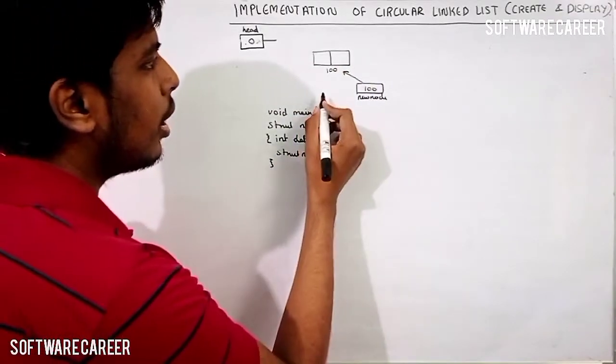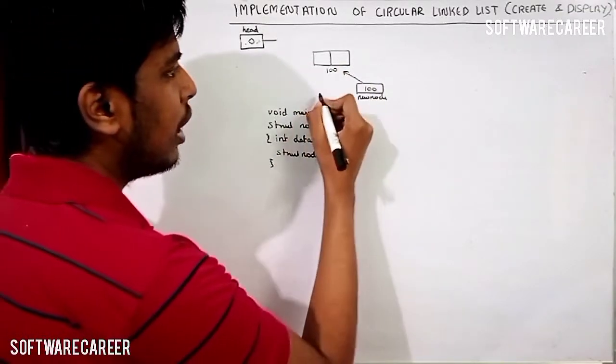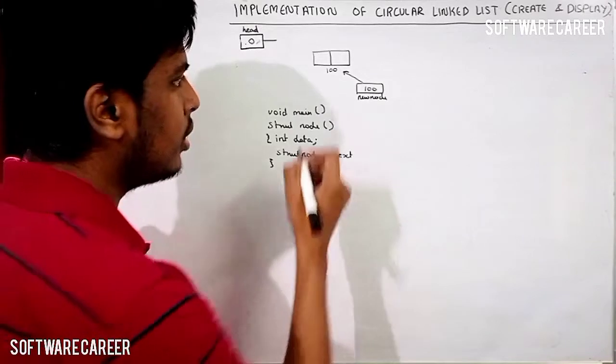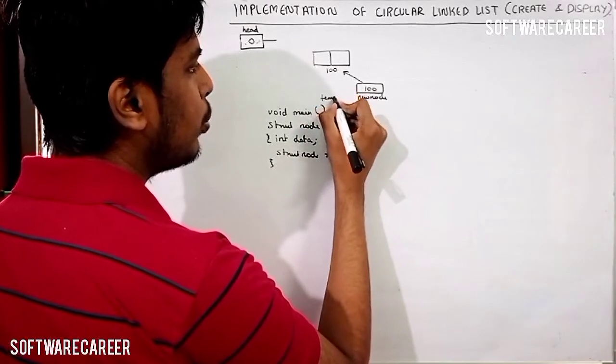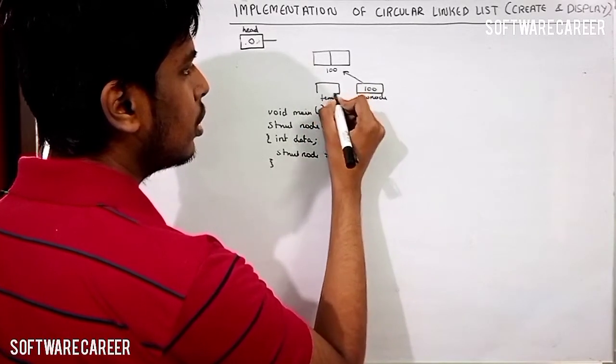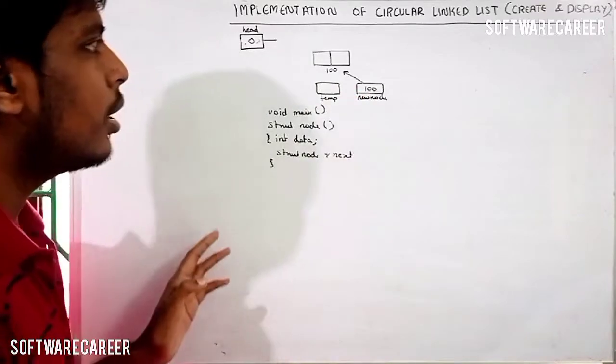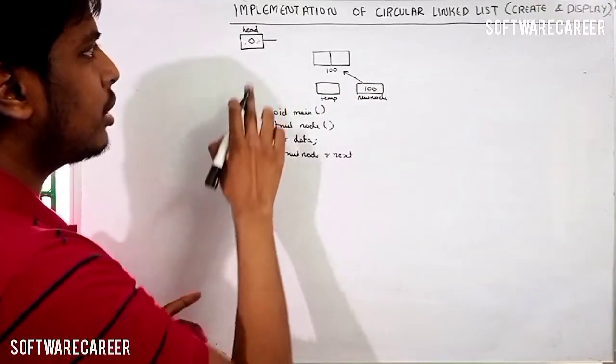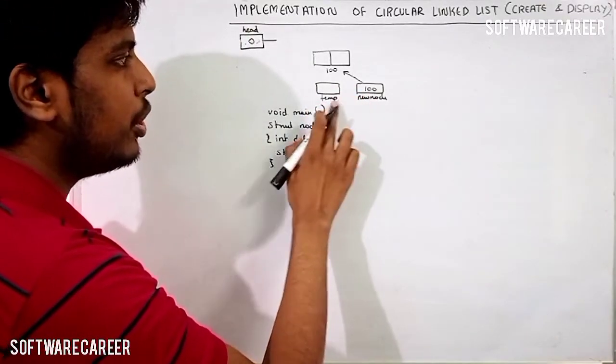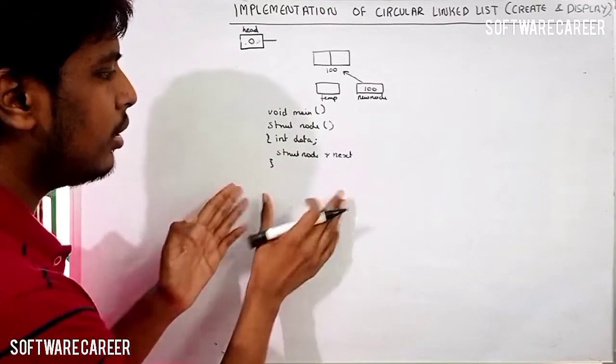Now see, another pointer I'll create called temp. I'll tell you afterwards why I am creating it. Now I am creating one more pointer called temp. Now you have three pointers: head pointer, new node pointer and temp pointer. So I will write that in the code.